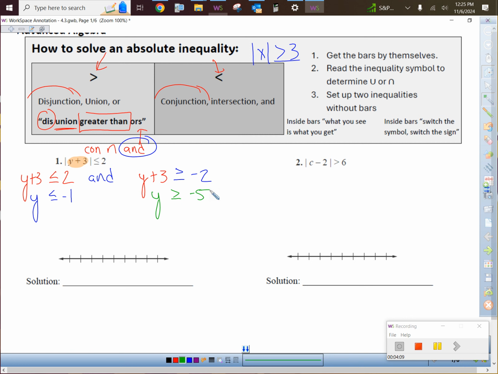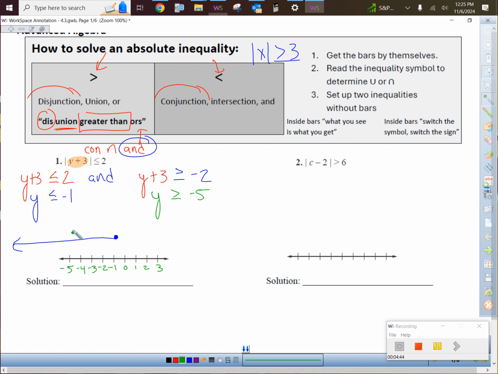We'll graph both of them as helper graphs. First, I need to put my smaller number on the left. Be careful. Who's smaller, negative 1 or negative 5? Yep, very good. So negative 5, negative 4, negative 3, negative 2, negative 1, 1, 2, 3. And I will do helper graphs. So y less than or equal to negative 1 is this blue graph. He's got a closed dot going this way.